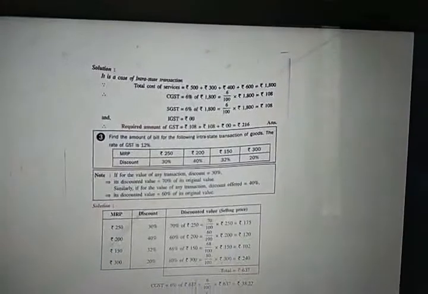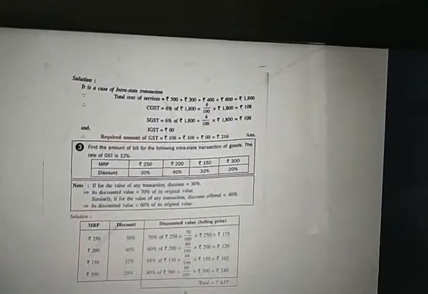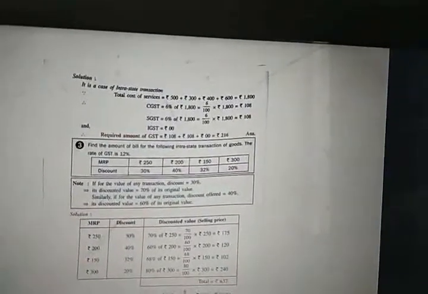This is the solution for example number 2. Again here the case is intrastate transaction. So total cost of services will be, first add all the service costs, 500, 300, 400, 600, so we get 1800. As the case is intrastate, how will I calculate CGST? Just half of it, 6% of 1800, SGST 6% of 1800, and IGST will be 0. So 6% of 1800 is 108. So 108, if we add it, you'll be getting 216. So hence the required GST will be rupees 216.